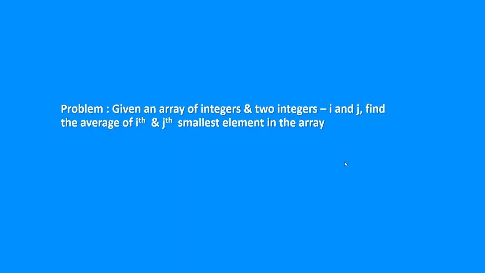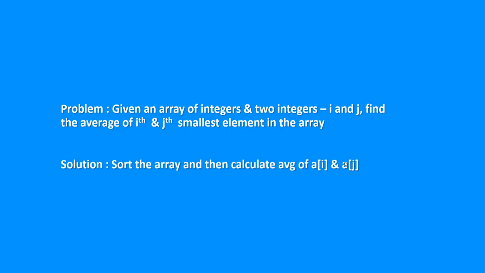I'll just go ahead, and the solution to this problem is that we just sort the array and then calculate the average of a[i] and a[j], because after sorting, a[i] and a[j] would contain the ith and the jth smallest elements in the array. So, this is the solution to this problem. How do we code it? Let's start to code the solution to this problem.